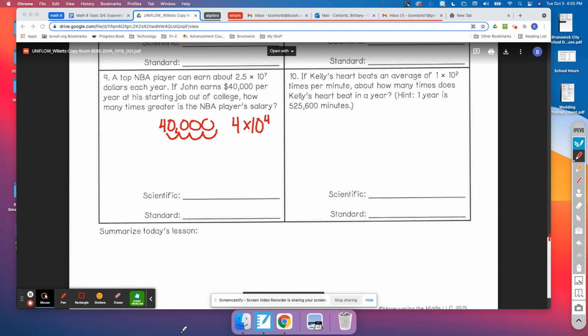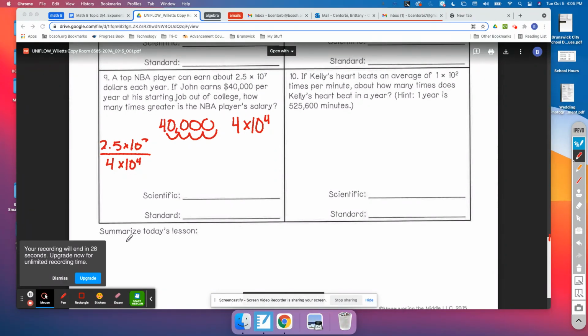We want to know how many times greater it is. So we have to take our 2.5 times 10 to the seventh divided by 4 times 10 to the fourth. So 2.5 divided by 4 gives us 0.625. And then times 10 to the 7 minus 4 is 3. Now, this is not scientific notation. We got to bump it one to the right. So we get 6.25 times 10 to the second as our final answer.